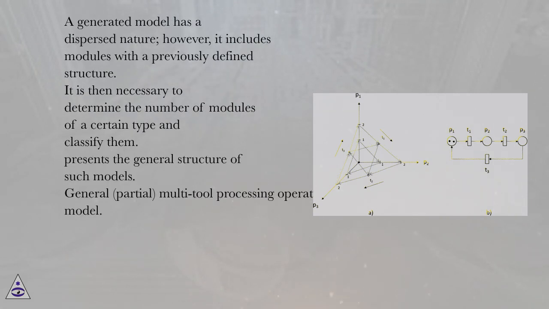A generated model has a dispersed nature, however, it includes modules with a previously defined structure. It is then necessary to determine the number of modules of a certain type and classify them. Presents the general structure of such models. General, partial, multi-tool processing operation model.